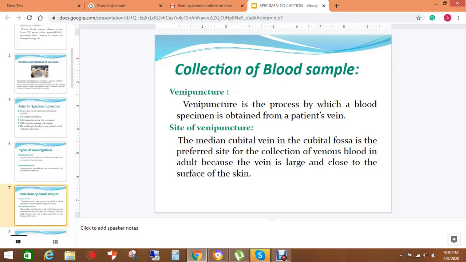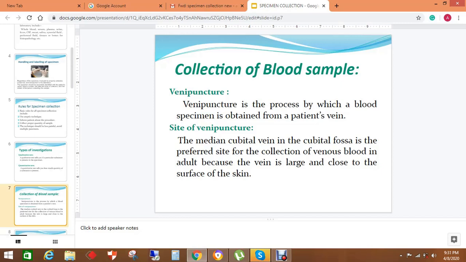Now we're moving towards the collection of a particular specimen, that is blood. This is the most widely used specimen for the diagnosis of a number of diseases. So how do you draw a blood sample? Drawing of a blood sample from a vein is known as venipuncture. There are times when you draw the blood from arteries, for example, when you test for arterial blood gases, but mostly we take blood samples from a vein.